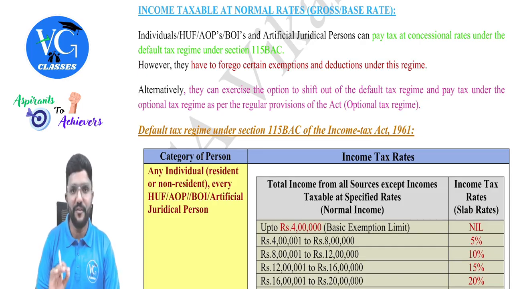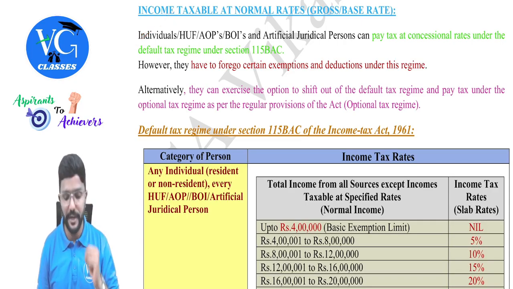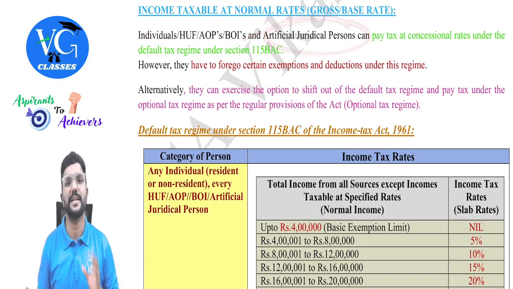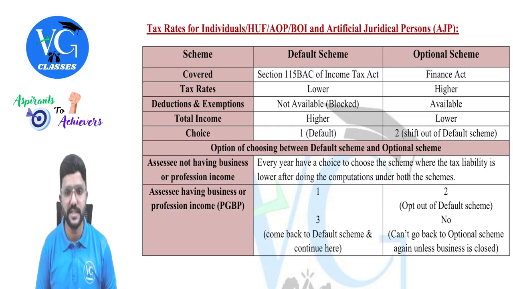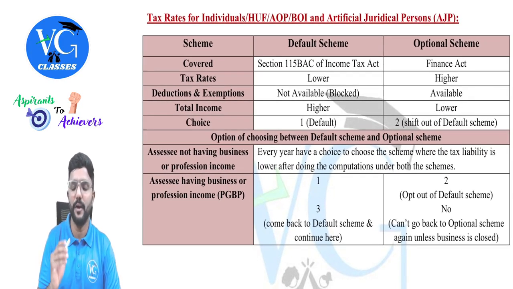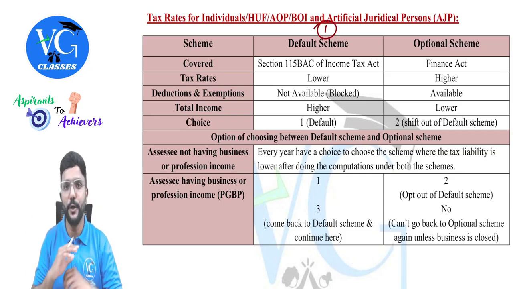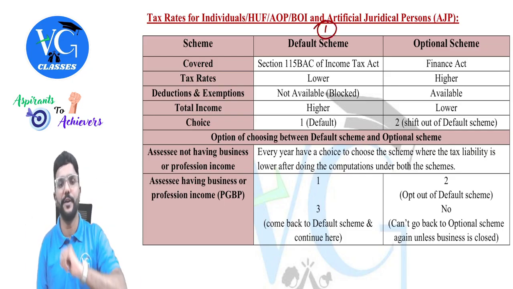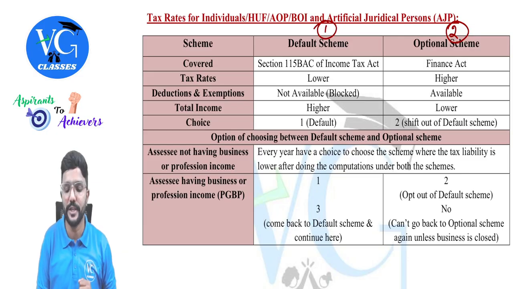Yes. So the first category of persons, that is individuals, HUF, AOP, body of individuals and artificial juridical person. Guys, they have two options. What are those two options? I will just discuss it here. I have prepared a table here. Yes, guys, they have two options. One is the default scheme, which is available under section 115BAC. And if they don't want that, they can opt out of the default regime and follow the optional scheme. So the optional scheme is like a second choice for them.